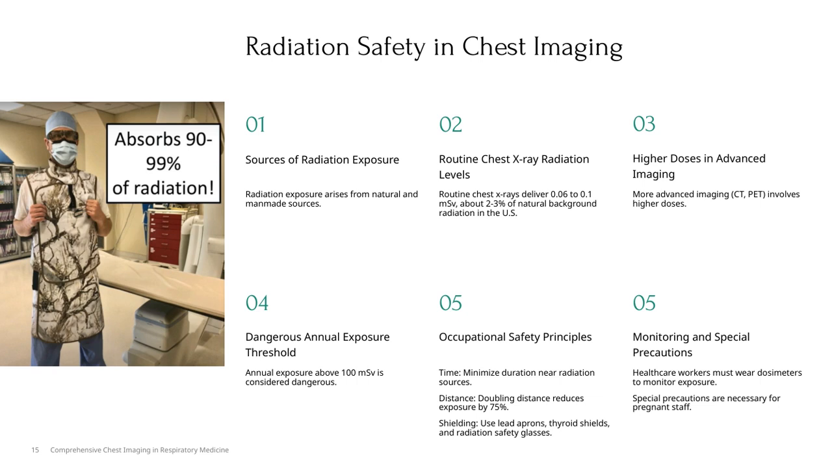Using lead aprons, thyroid shields, and radiation safety glasses provides an extra layer of protection, especially during procedures involving higher doses. Speaking of doses, it's important to recognize that an annual exposure above 100 millisieverts is considered dangerous. This threshold helps us identify when radiation exposure becomes a health risk.